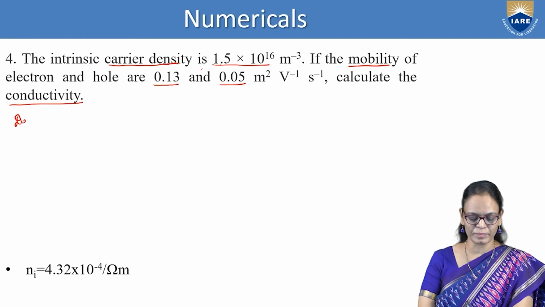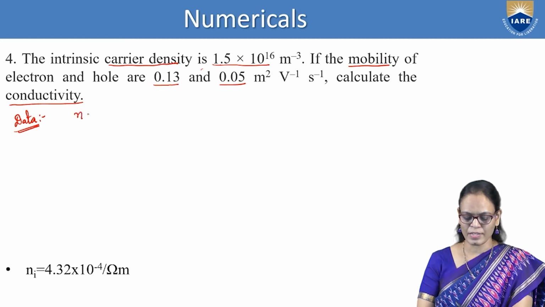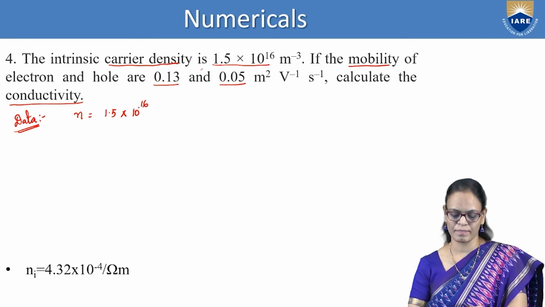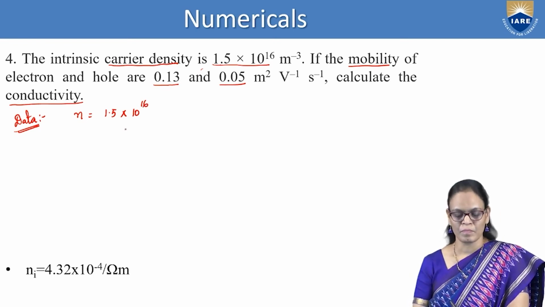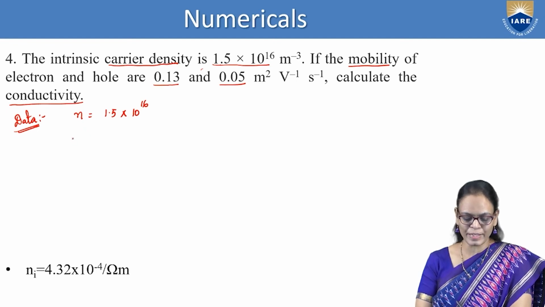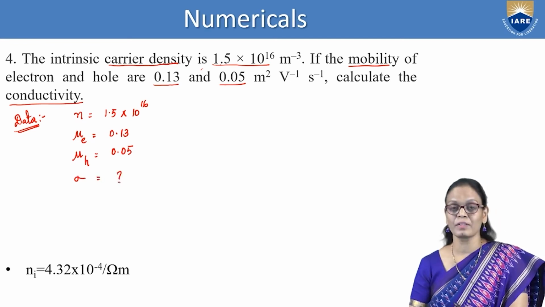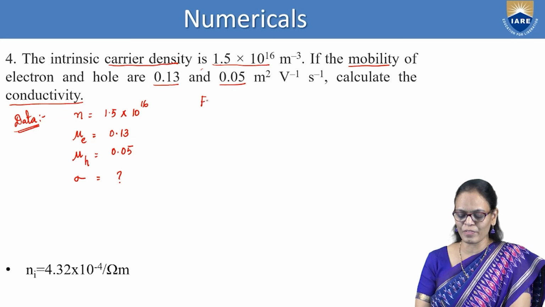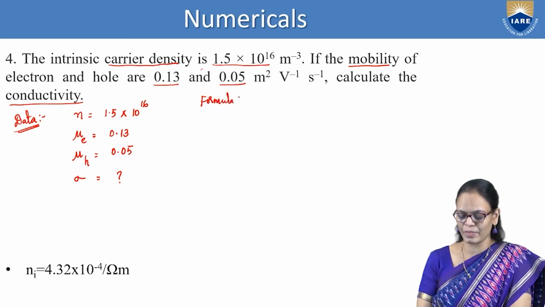So let us write the data. Data given. N is equal to 1.5 into 10 power 16. Then we have the mobility of the electron 0.13 and the mobility of the hole 0.05. We have to calculate the conductivity sigma. So what is the formula we have for sigma conductivity?